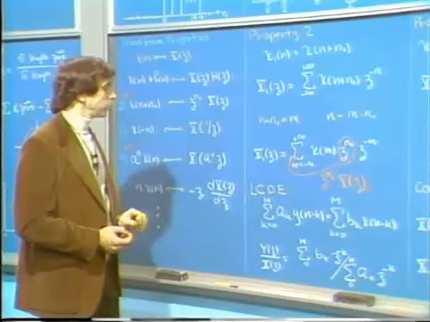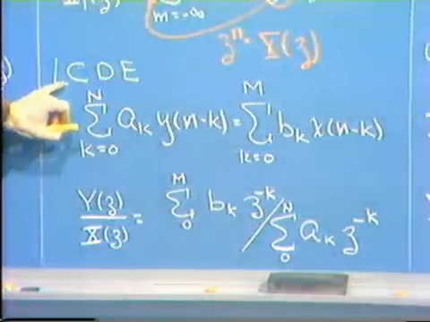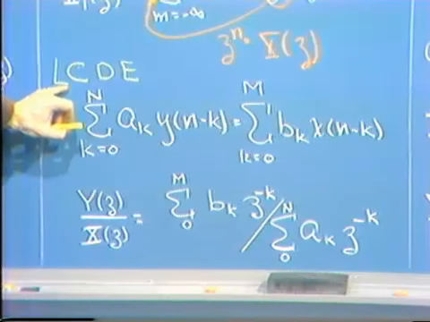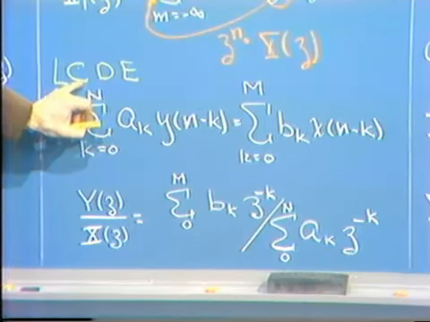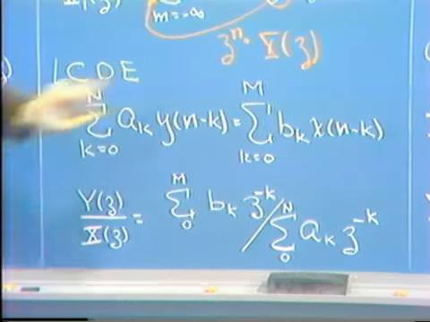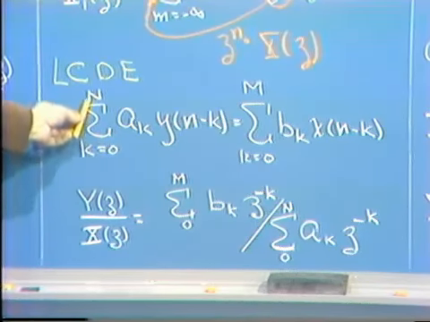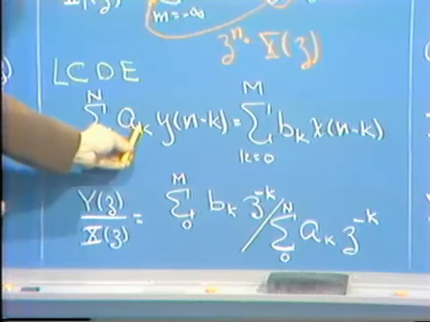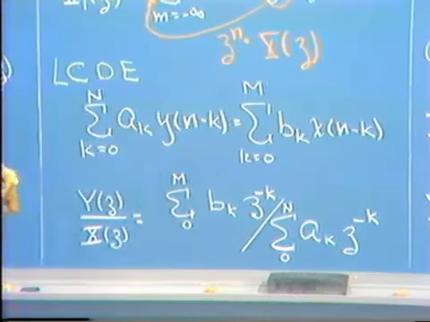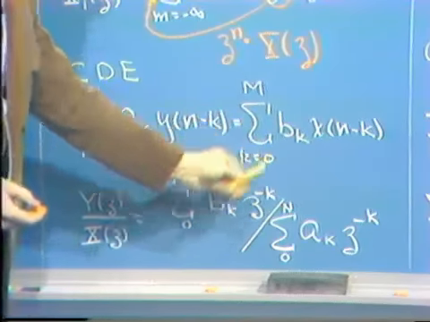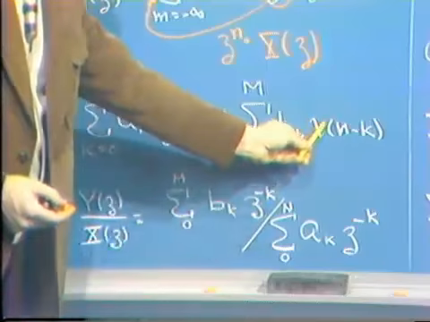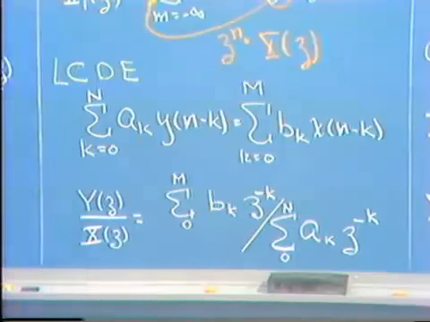Well, let's consider a linear constant coefficient difference equation of the general form, that is the sum from k equals 0 to n of a sub k y of n minus k is equal to a sum of b sub k times x of n minus k.